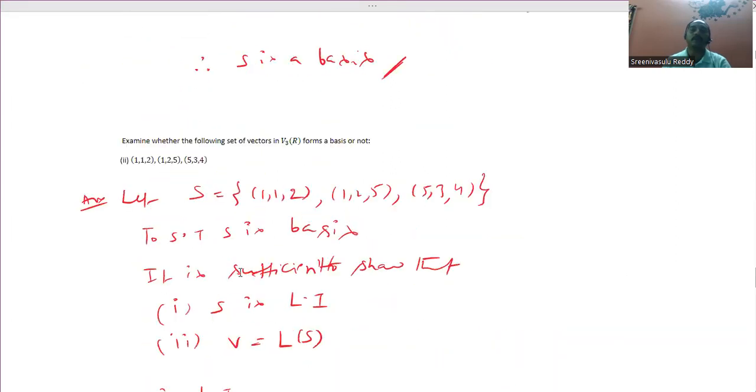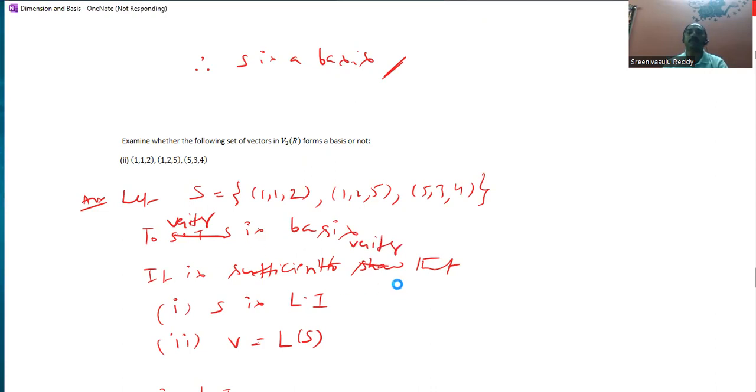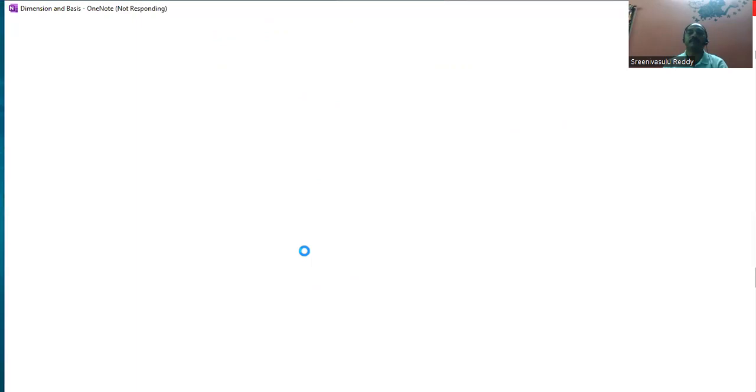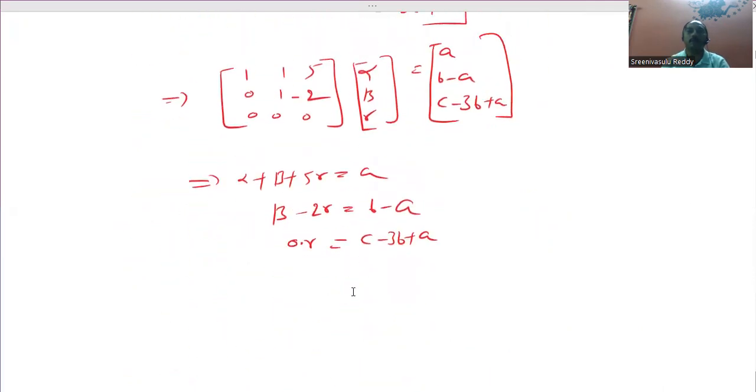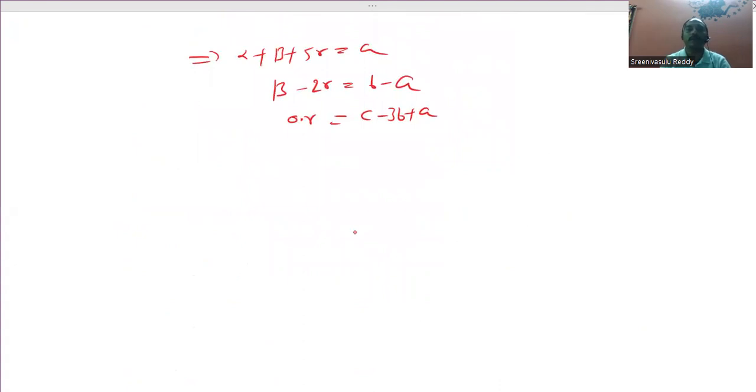Here also the starting point: to show that, it is sufficient to verify. That's all. Examine. So the second problem: it is linearly independent, but not a linear span. Take any gamma. From this, gamma is not evaluated.